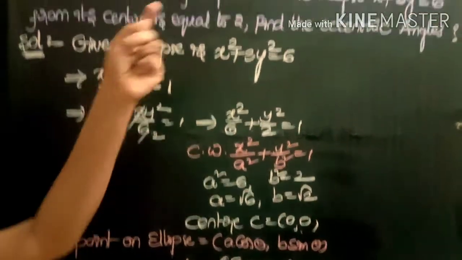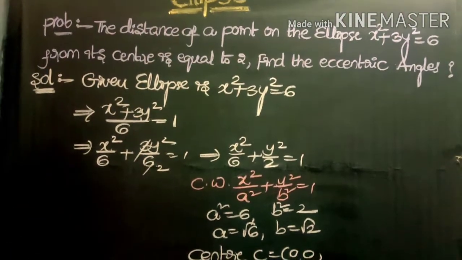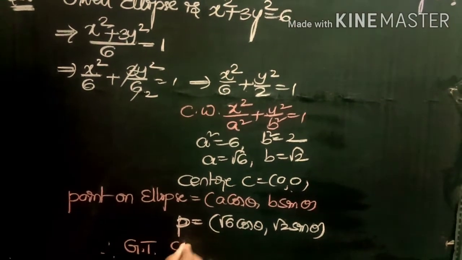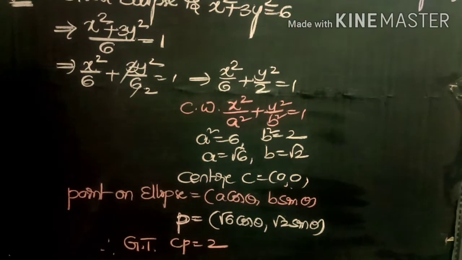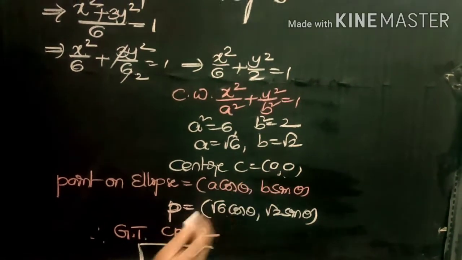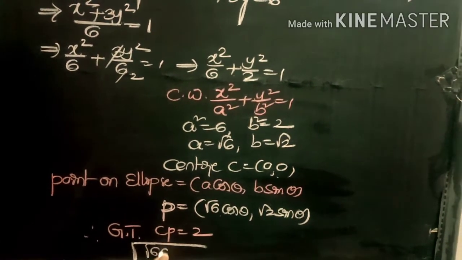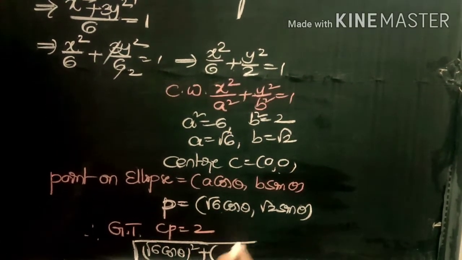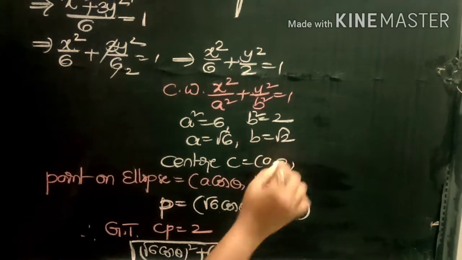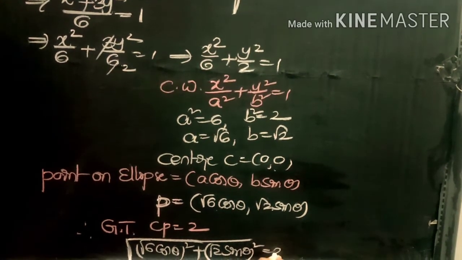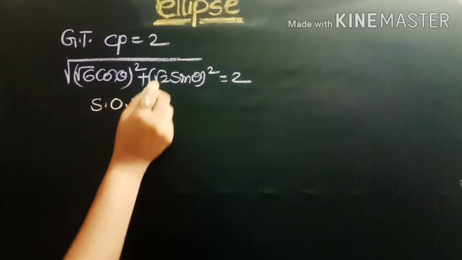What is given? Distance between them is equal to 2. That is, given that CP, the distance between these 2 points, is equal to 2. That is the square root of (x2 minus x1) whole square plus (y2 minus y1) whole square, that is root of (root 6 cos theta minus 0) whole square plus (root 2 sin theta minus 0) whole square, equal to 2. Now squaring on both sides, the square and root get cancelled.